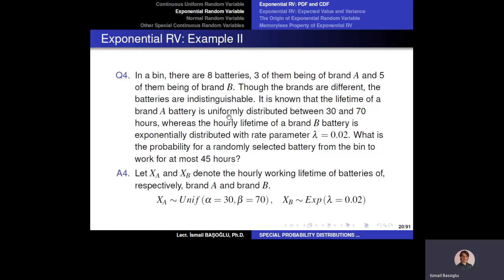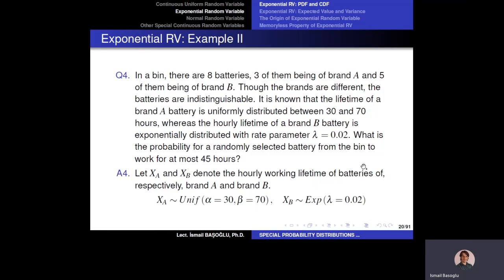So the distribution for brand A battery and the distribution for brand B battery are given in the same time units, which is hours. So what is the probability for a randomly selected battery from the bin to work for at most 45 hours, it says. So we randomly select a battery and we do not know which brand of battery we have selected. And what is the probability for that to work for at most 45 hours?